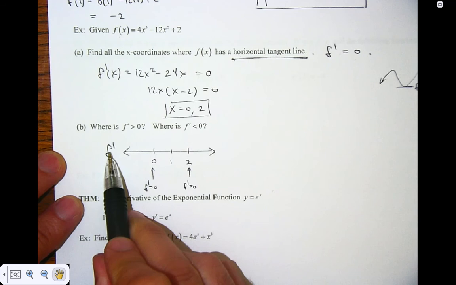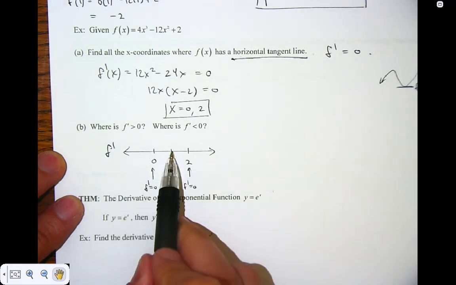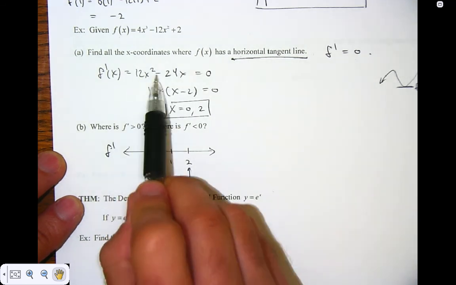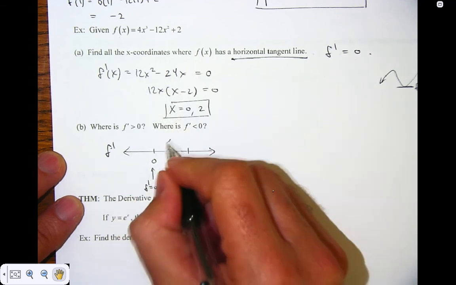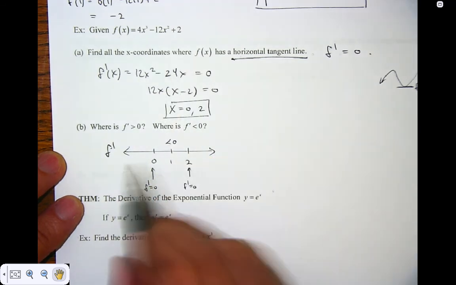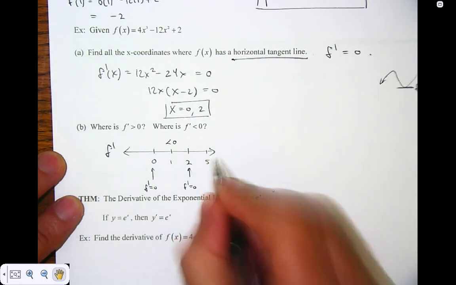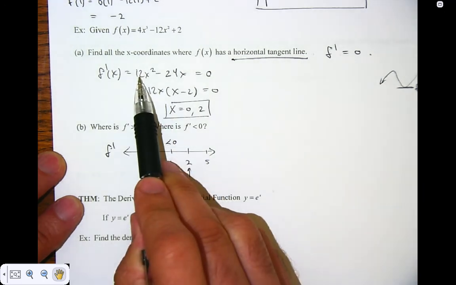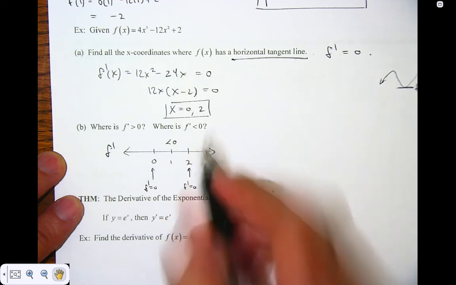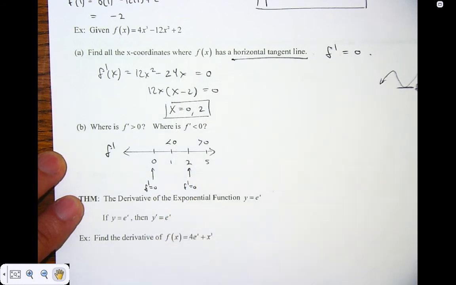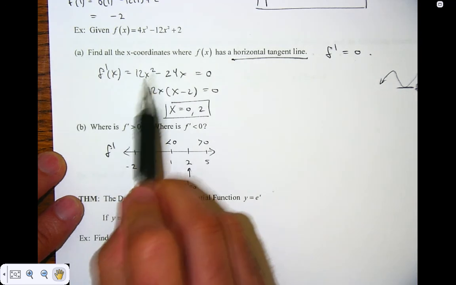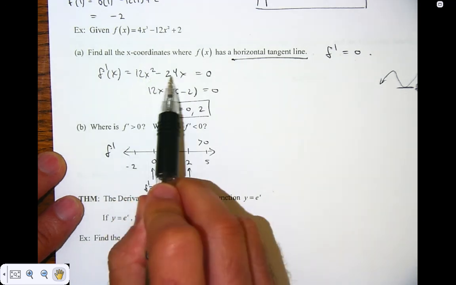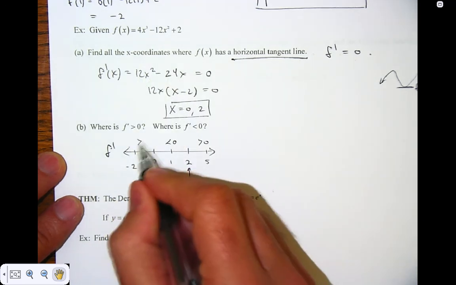Well, this is an f prime line. If you take 1 and plug it in here, you get 12 minus 24, so it's going to be negative, and so it's less than 0 here. If I plug in a test value of 5, I get 25 times 12 minus 24 times 5, which is definitely going to be positive. And if I plug in -2, this is going to be a positive number, and then -2 times that makes that positive, so this will also be positive.